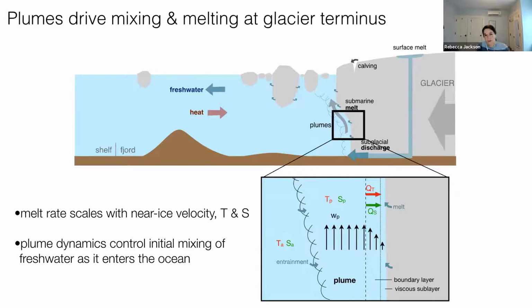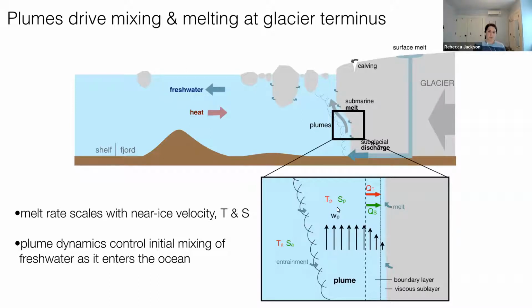And there's sort of two important things to note: that we expect, within these plumes, there to be a shear-driven boundary layer where the transfer of heat and salt across this inner boundary layer should scale with the velocity outside the boundary layer. And so if you have plumes rising along the glacier face, you expect that the melt rate should scale with the near ice velocity, which might be from a plume, and also with the properties within the plume, the temperature and salinity.